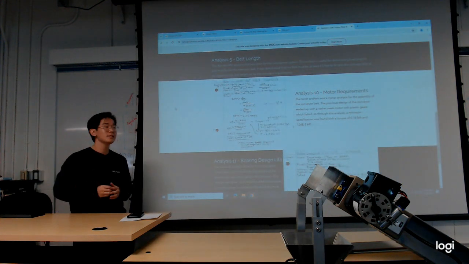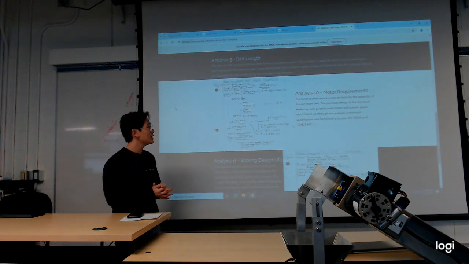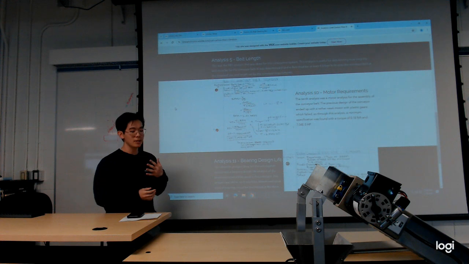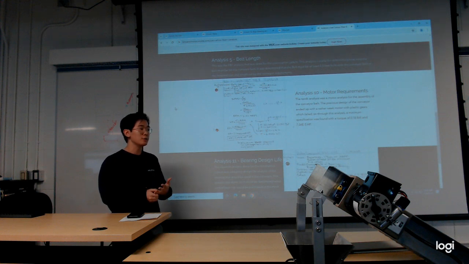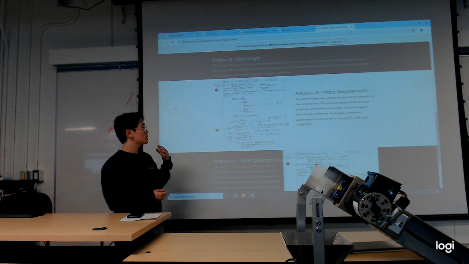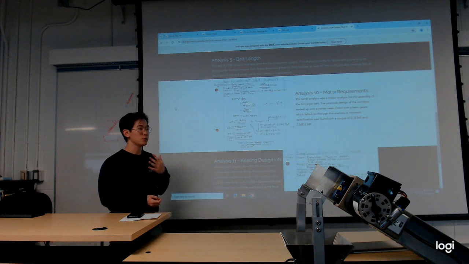My next analysis is a motor requirement analysis. This was because last year we actually had a working motor, but this motor had plastic gears, so after a certain amount of use, it broke down and didn't work anymore. So I was trying to find a good motor which would be able to power my conveyor belt, but also have working gears which would be able to work for years to come.